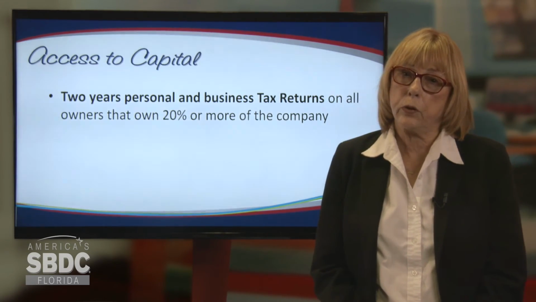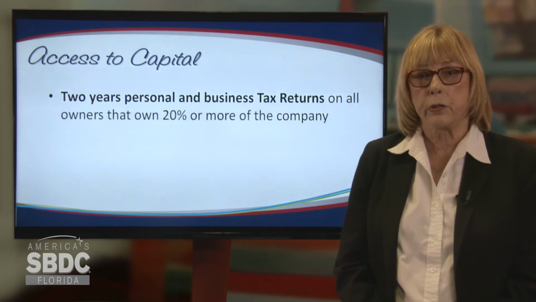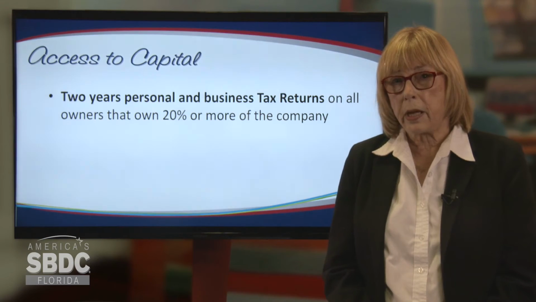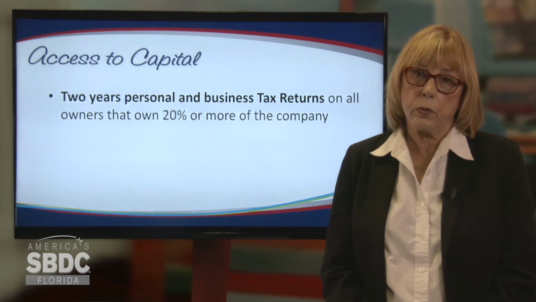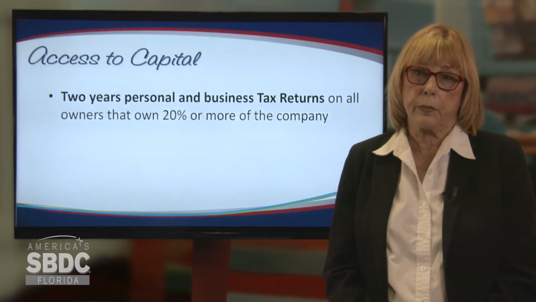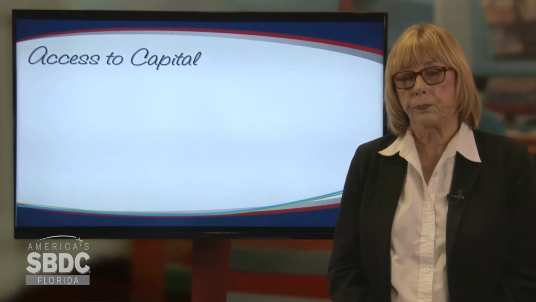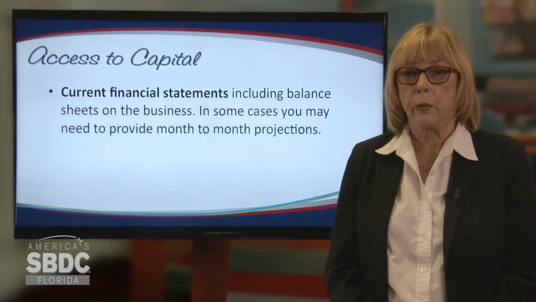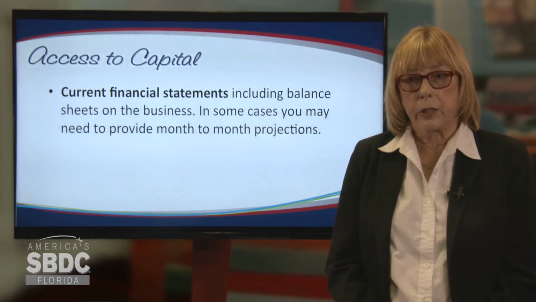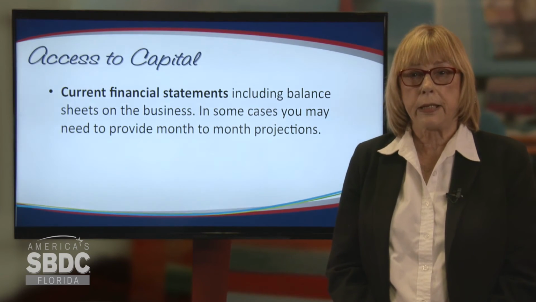We're also going to need to have 2 years' worth of personal and business tax returns on all owners that own 20% or more of the company. So if mom and dad or brother and sister or your friends own 21% of that corporation or that company, we need to see all of their information as well. We need to have current financial statements, including balance sheets, dated no less than 90 days.